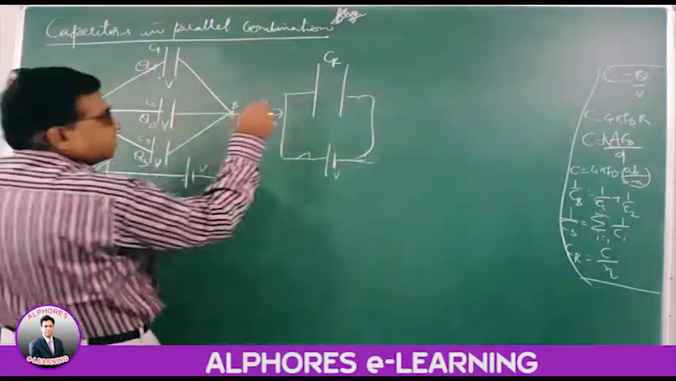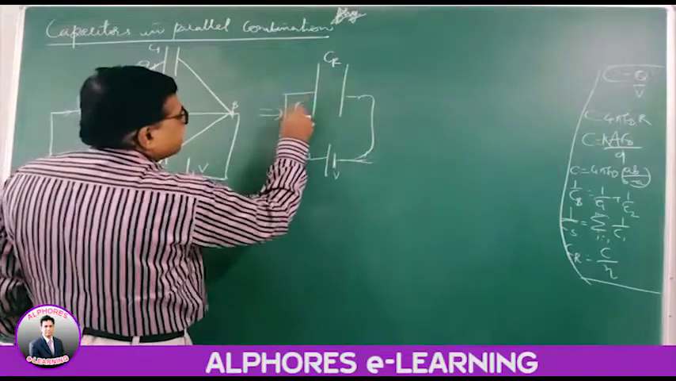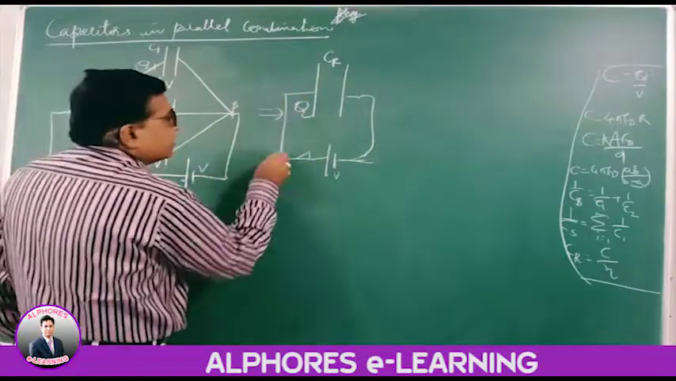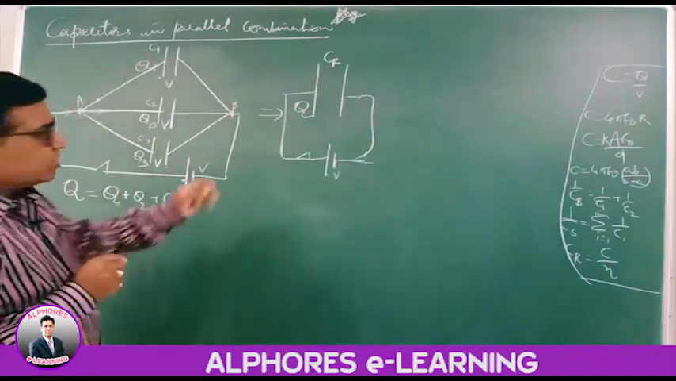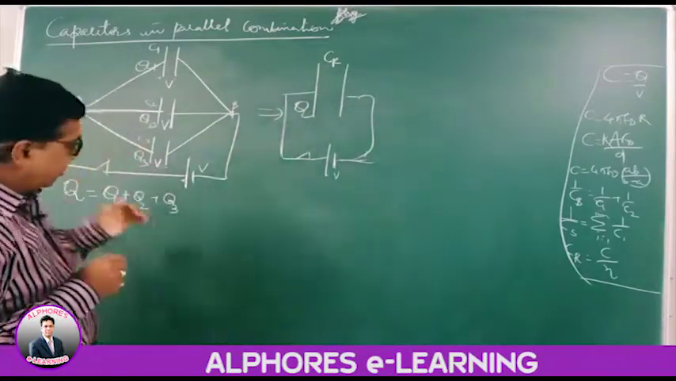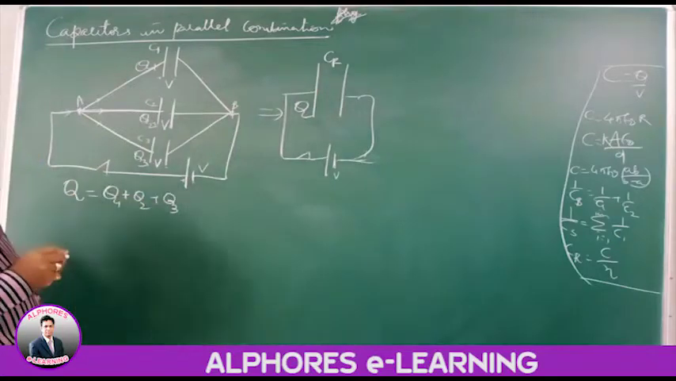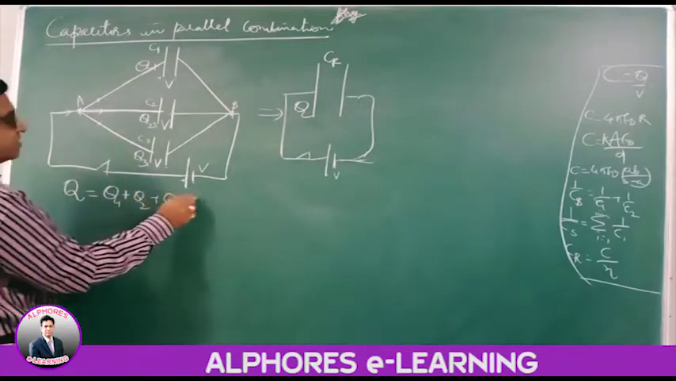So the resultant capacity of this capacitor is CR. Let the total charge given by the battery be Q. The total charge is distributed here, so the total charge stored in this one is Q. So Q is Q1 plus Q2 plus Q3. This is the first equation, equation 1.